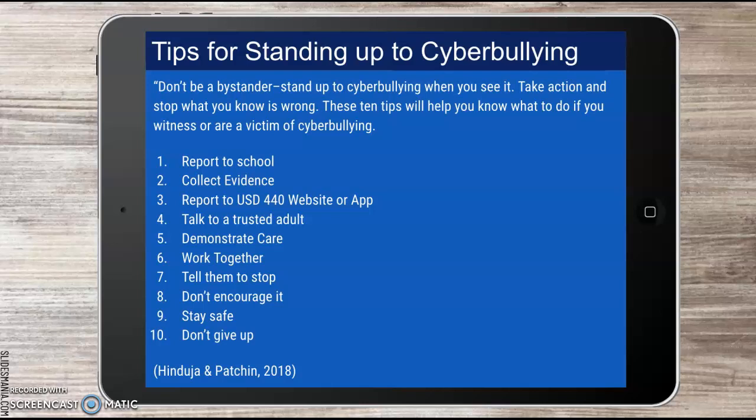One is report it to the school. I know that sometimes that is hard. Report it to the school. Even if you do so in private, even if you go privately to a teacher and the teacher helps take it to administration, you need to report it to the school. Collect evidence. Take screenshots. This is the easiest way for school administration to be able to hand down a consequence and hold that person accountable for cyberbullying.